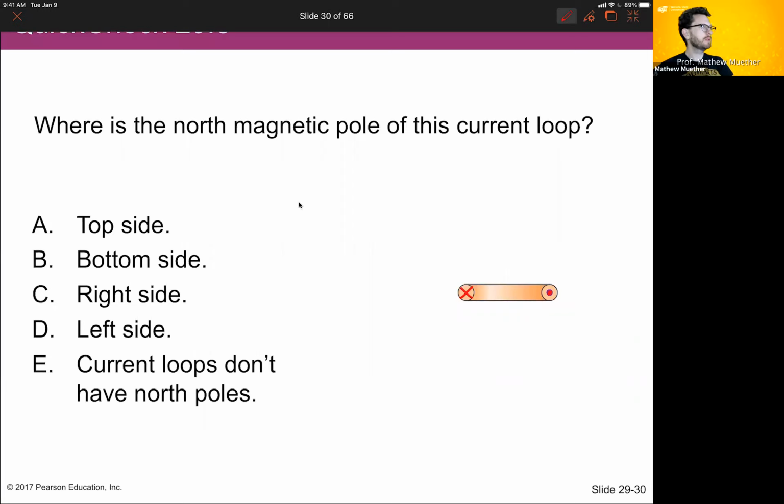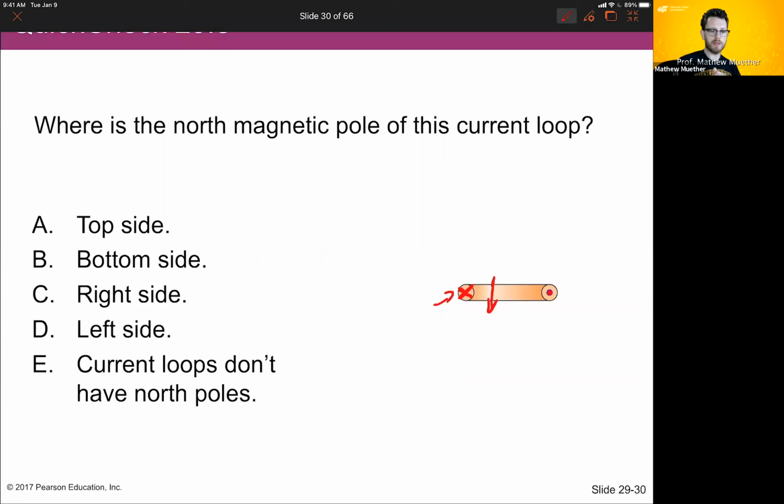All right, let's go ahead and end the poll. Kind of split results between B and C. Let's see what's going on here. If I point my thumb in the direction of the current on that left-hand side of the loop, the current's flowing into the page. And so that means the field is going to circulate around the current like my fingers do. And so I'm going to get field that points downwards from the loop coming from this current.